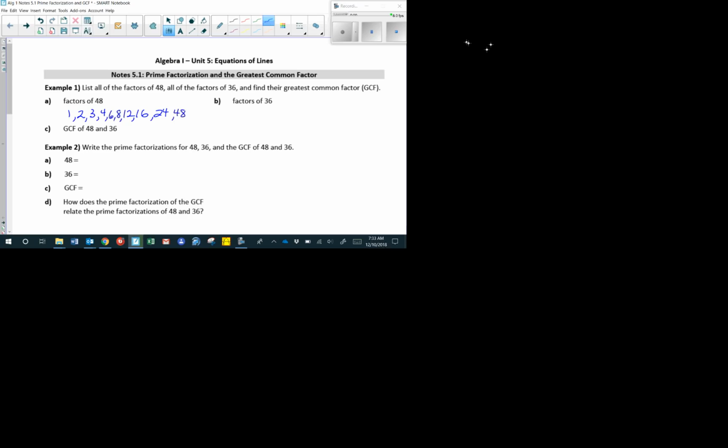Now let's list all the factors of 36. Again, in pairs is the easiest way, 1 and 36. And then 2 divides evenly into 36, 18 times. 3 goes 12 times. 4 goes 9 times. And then 6 goes 6 times, and we're done.